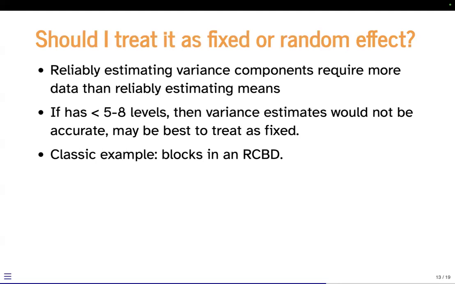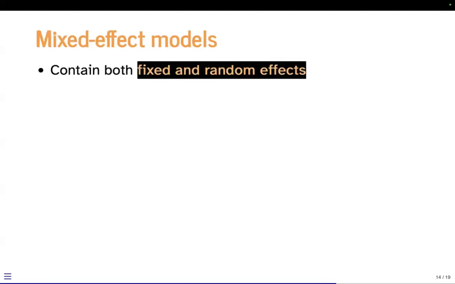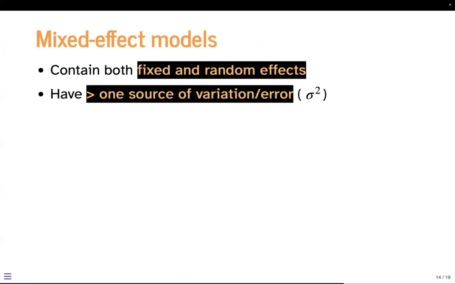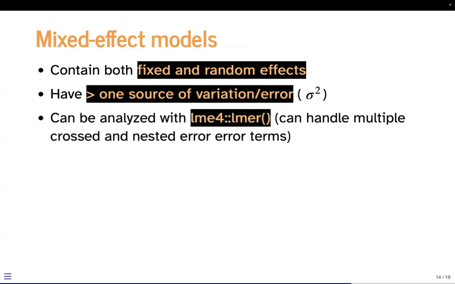Now, there is something in between. There are mixed effect models, which is probably what you're most likely going to use in your research. A mixed effect model basically contains both fixed and random effects in the same model. Because it has at least one random effect, it also has more than one source of variation or error. We're also going to be able to analyze this using the function lmer from the lme4 package.